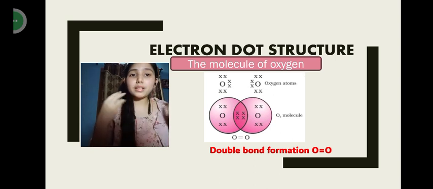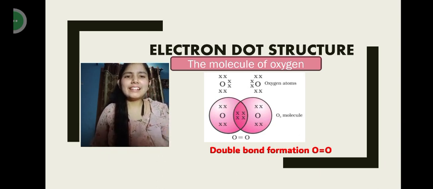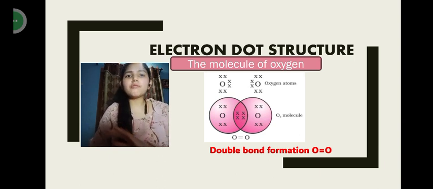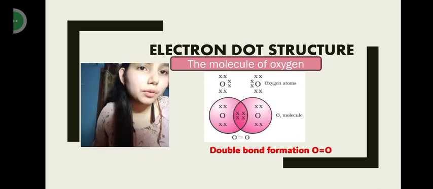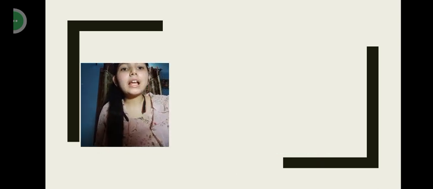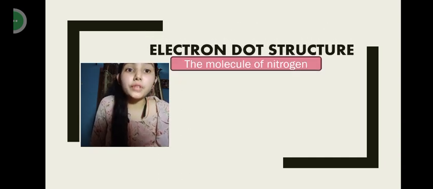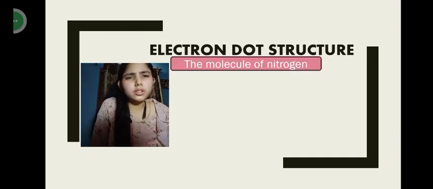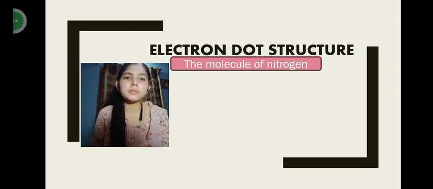I hope this topic is now crystal clear to you, right? If still not, then let's take one more example. We have no such condition, for example. Let's come to another. Electron dot structure. The molecule of nitrogen. Okay, nitrogen is also a non-metal, right? It can form covalent bonds.